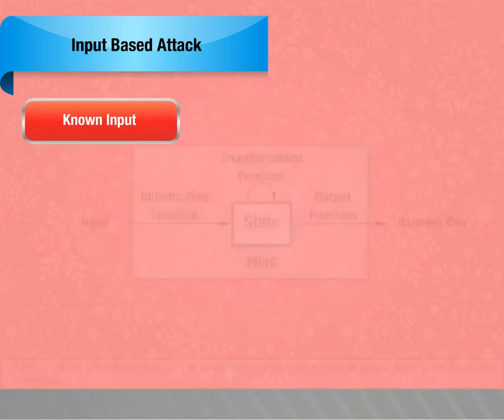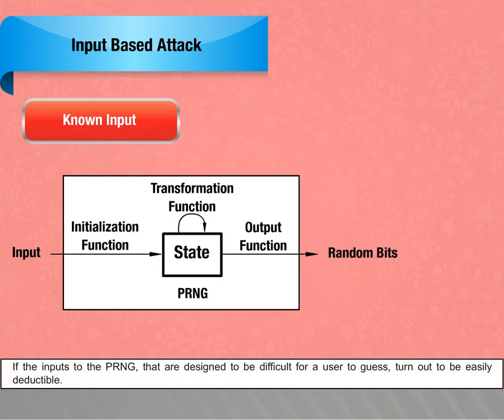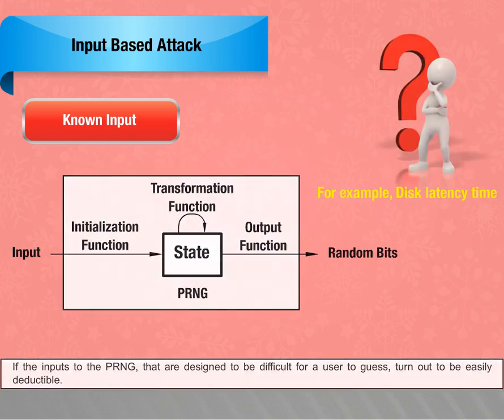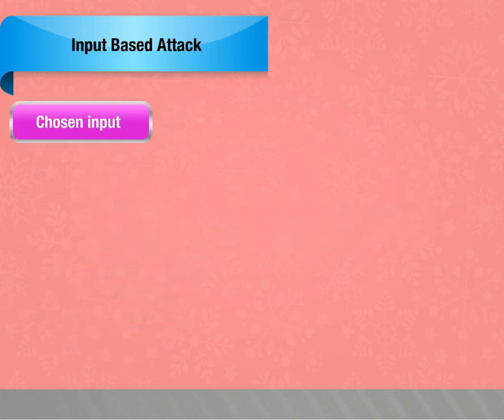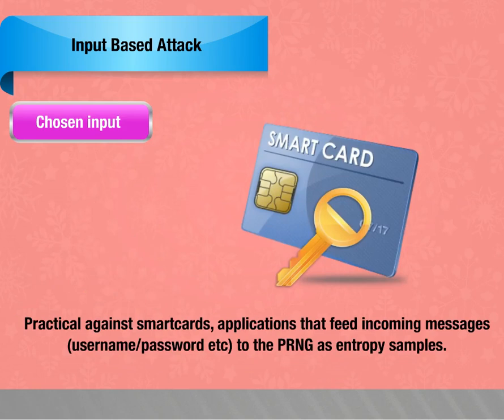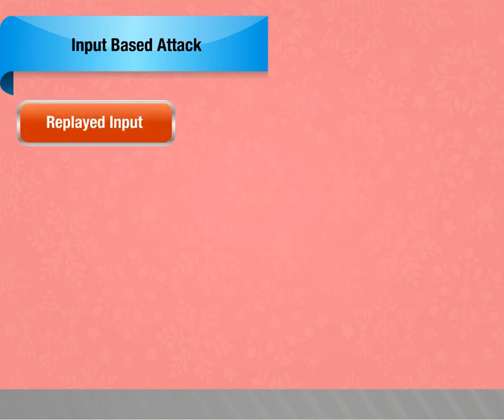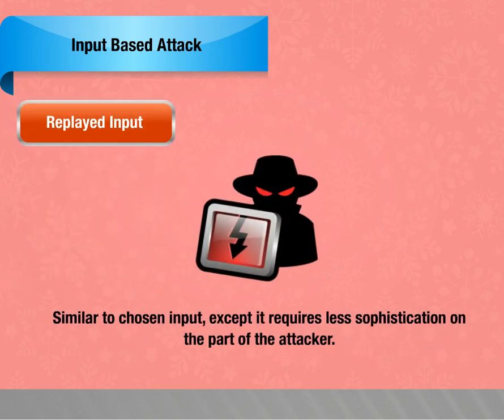Known input. If the inputs to the PRNG that are designed to be difficult for a user to guess turn out to be easily deducible, for example, disk latency time. When the user is accessing a network disk, the attacker can observe the latency time. Chosen input. Practical against smart cards, applications that feed incoming messages, that is username or password etc., to the PRNG as entropy samples. Relayed input. Similar to chosen input, except it requires less sophistication on the part of the attacker.